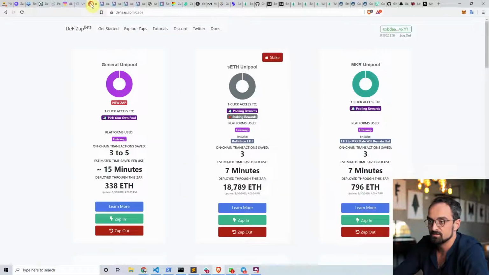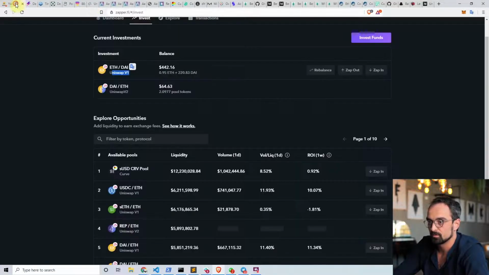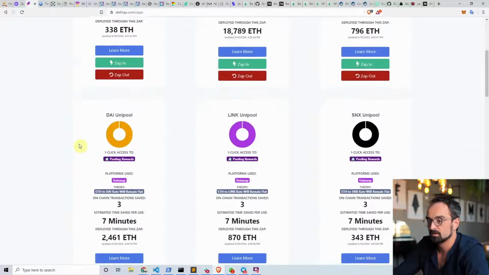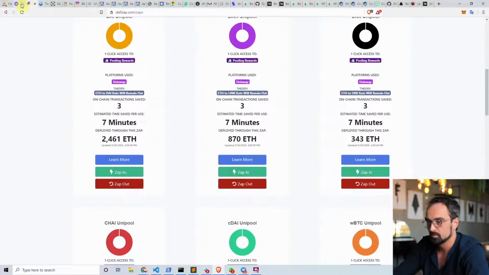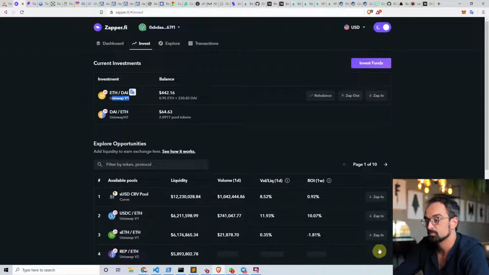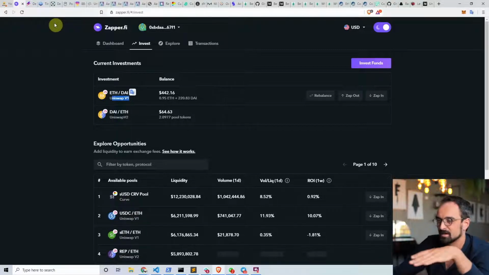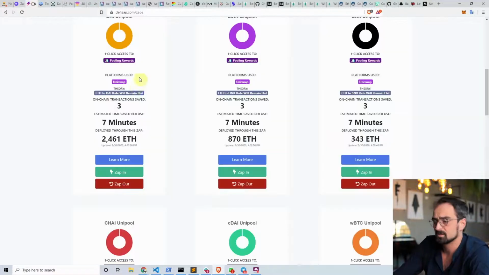Then, if we go to DeFi Zap, which is also a protocol from Zapper.fi, we can explore different Zaps that we can invest in. Because normally, if we invest in a pool like this, I have to go to Uniswap, click on a pool, buy the 2 different tokens, and then invest 1 token and the other token in the pool. It's a lot of work and also high gas cost.